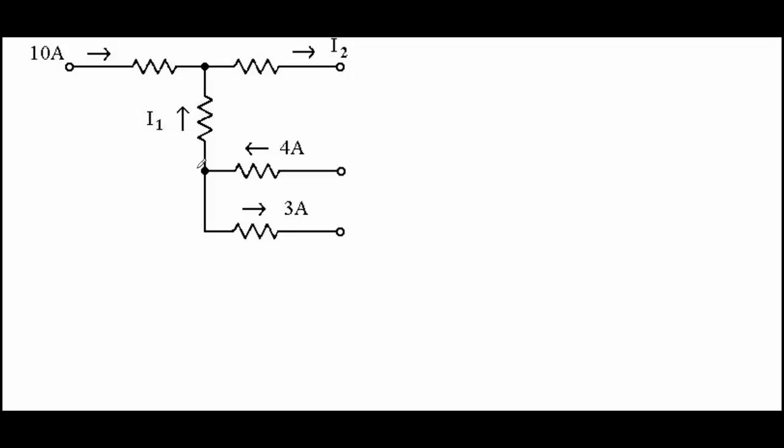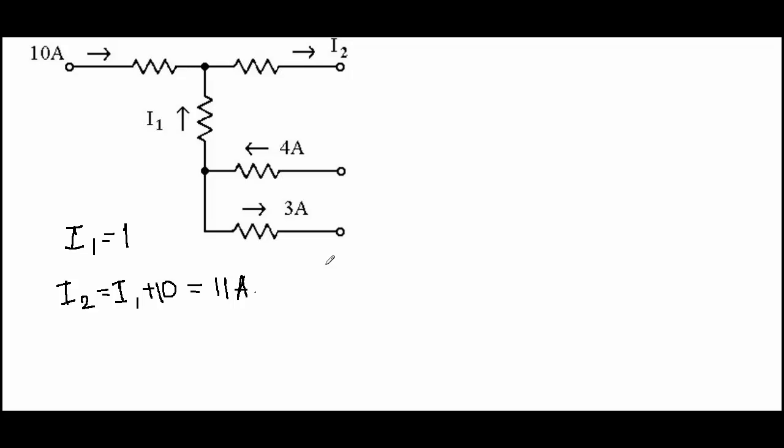But I1 comes from this node. It is coming out from this node, where we have 4 amperes coming in and 3 amperes going out. That leaves us with 1 ampere, which is the value of I1. So I1 equals 1 ampere. I2 equals I1 plus 10. That means that I2 equals 11 amperes. That's it.